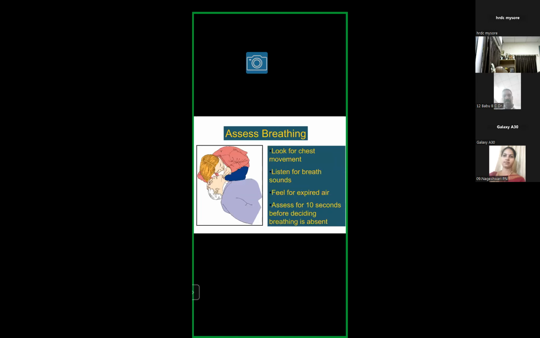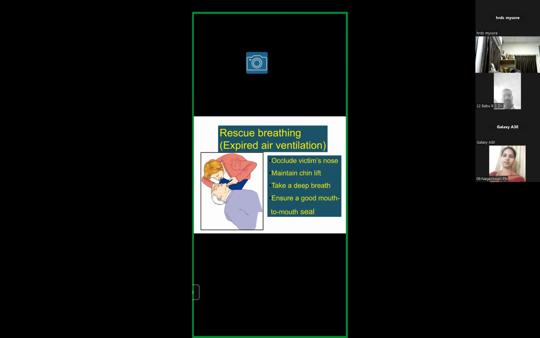Look, listen, feel method, and you can make out the first responder here. She is assessing breathing by the look, listen, feel method, and she is listening for breath sounds, and at the same time feeling for breath air for 10 seconds. Then we give mouth to mouth breathing.